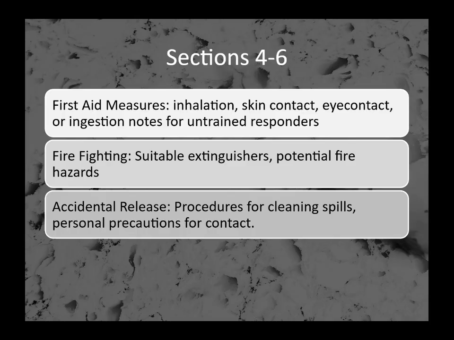Section 6. Accidental Release Measures. This section outlines the emergency procedures and protective measures to take in the event of an accidental spill, leak, or release. It includes recommendations on containing the spill, personal precautions, and emergency procedures. It also provides guidance on cleanup methods and materials to use to minimize exposure and environmental impact.